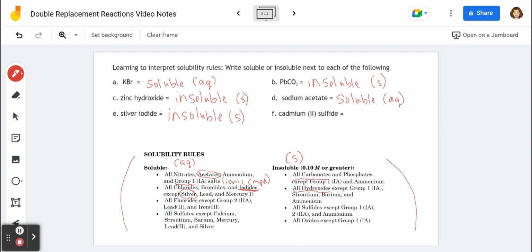All right, so our last example, cadmium 2 sulfide. So we find a rule for sulfides. Find it over here on the right. All sulfides are insoluble except group 1 and group 2. So we find cadmium. It's in the transition metal section, so it is not in group 1 or 2. So that means it would indeed still be insoluble, and we would say that it is a solid.